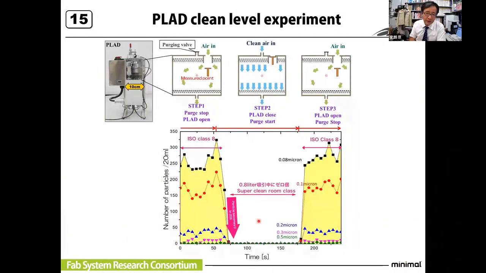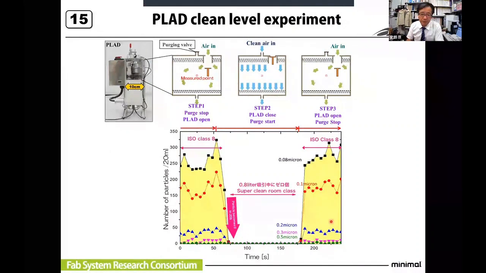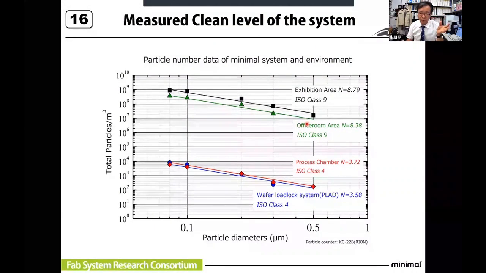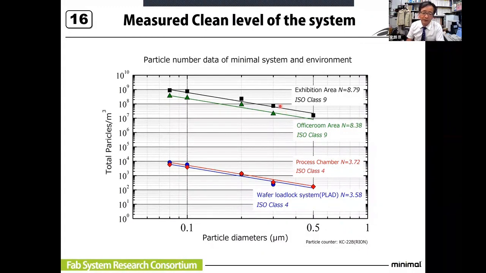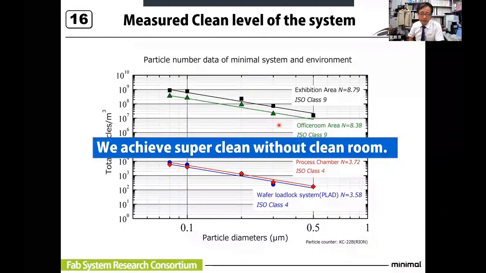And I'll explain the cleanliness of the PLAD system. If you close the PLAD system, the particles go down very quickly and within 20 seconds, we observe no particles at all. So it's cleaner than a super clean room. Our performance is very good. This upper line means the office clean level, not a clean room, and the lower ones are ours. The difference is 5 orders of magnitude or so. This is very good. We achieve super clean without a clean room. Please notice that. And let's go to the standardizing.